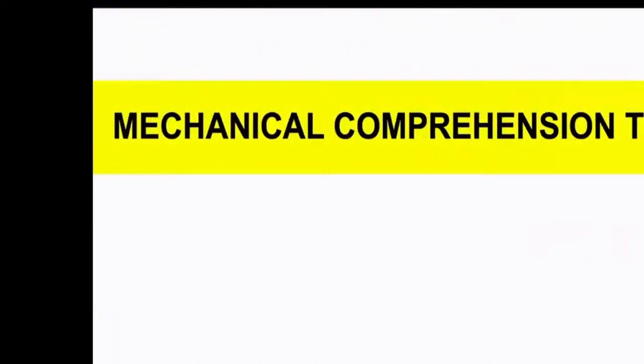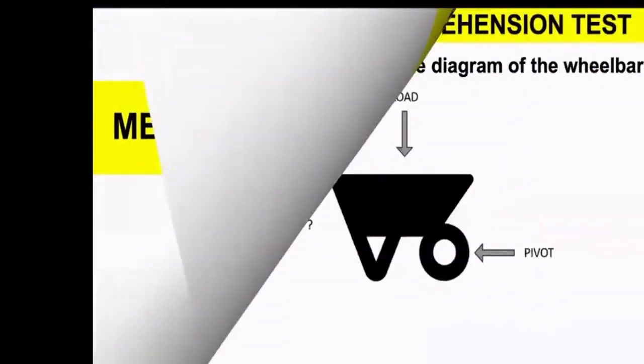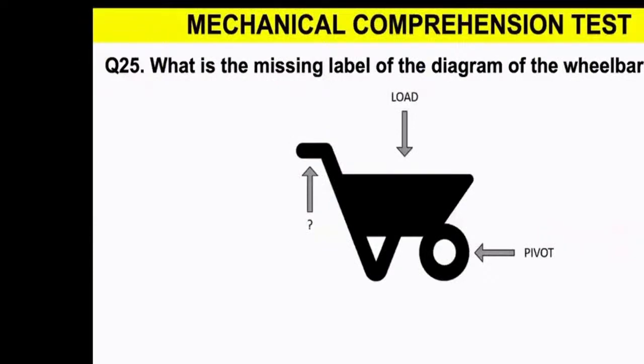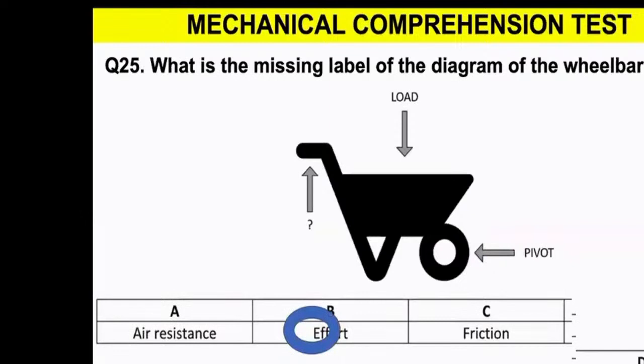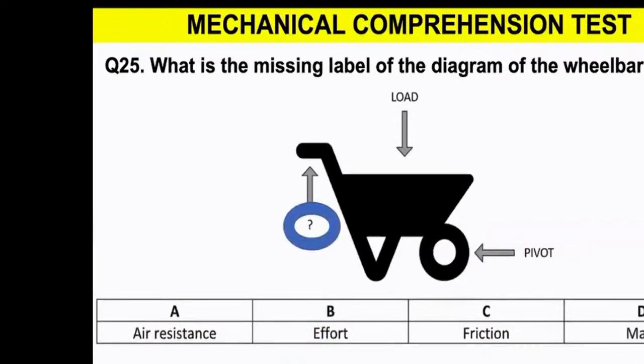Fantastic. Well done. Okay, let's take a look now at a mechanical comprehension test question. Question 25. What is the missing label of the diagram of the wheelbarrow? So we are looking for that missing label there. Is it A, air resistance, B, effort, C, friction, D, mass?